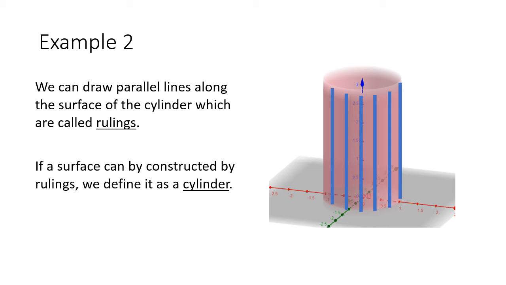But we actually have a more specific definition of a cylinder at this level of mathematics. If I can construct a surface by simply drawing parallel lines, that surface is a cylinder, and those parallel lines are called the rulings. You can see on the picture that I've put in these blue parallel lines. Each of these parallel lines is one of my rulings. These vertical lines are my rulings, and because I can do this, that makes this surface a cylinder.